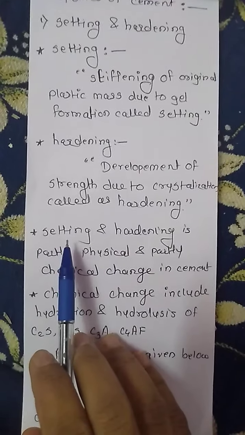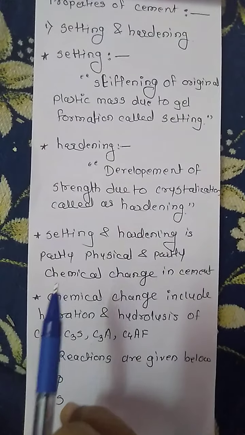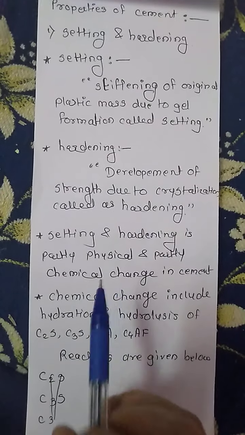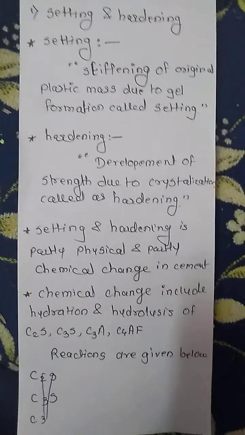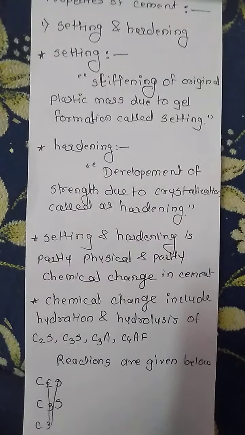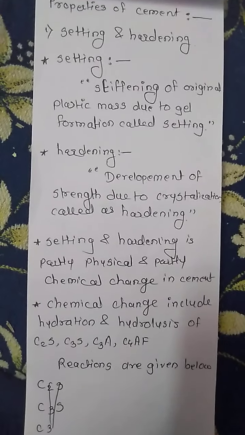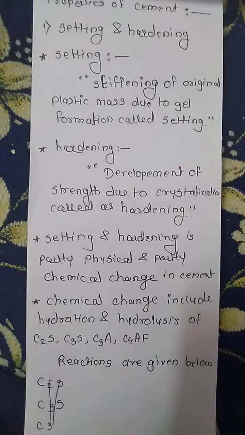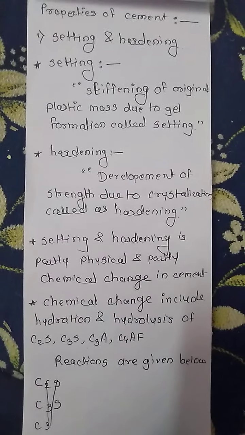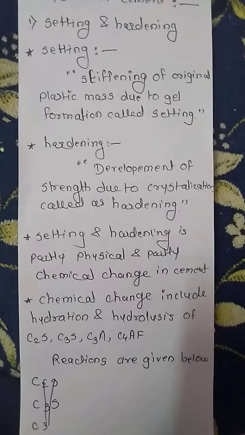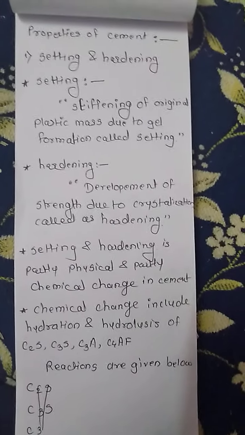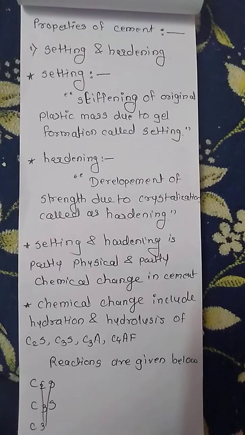Now, setting and hardening is nothing but the physical and chemical change that takes place in the cement. See, first cement is in the powdered form. Okay. Then we mix water in that. It first forms a gel, and some part of that cement is responsible for the formation of crystal, and that gel and crystal bind together very tightly and provide strength to the cement. That is nothing but the setting and hardening.